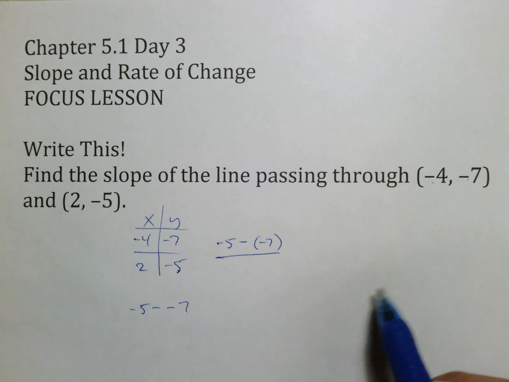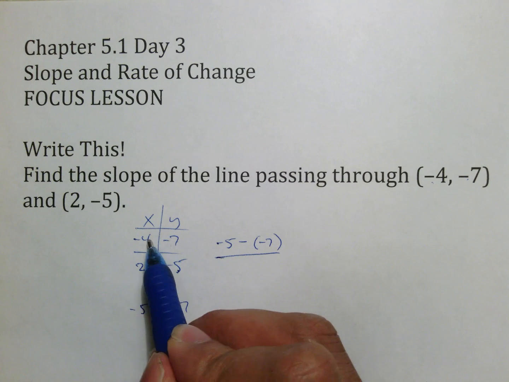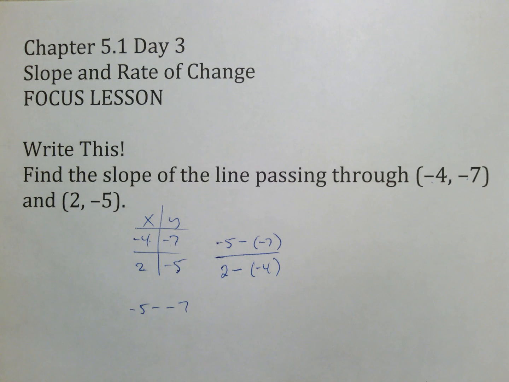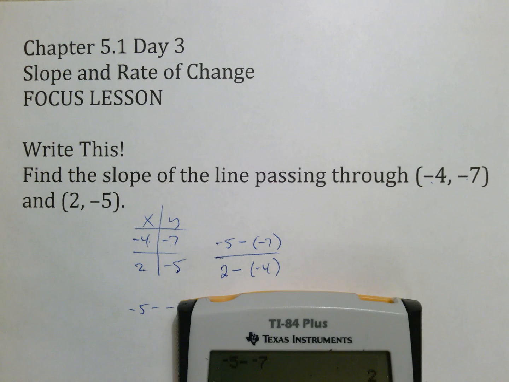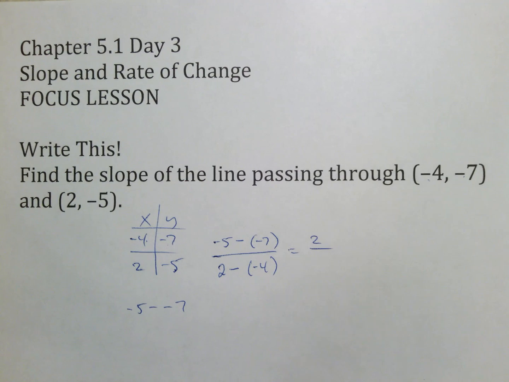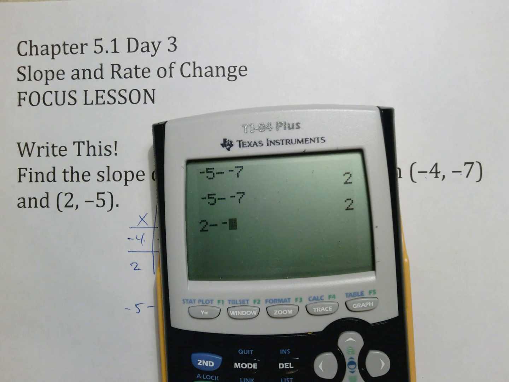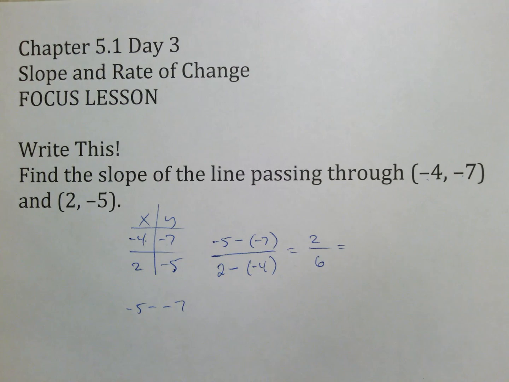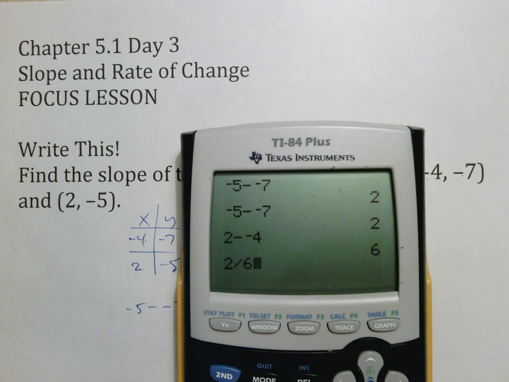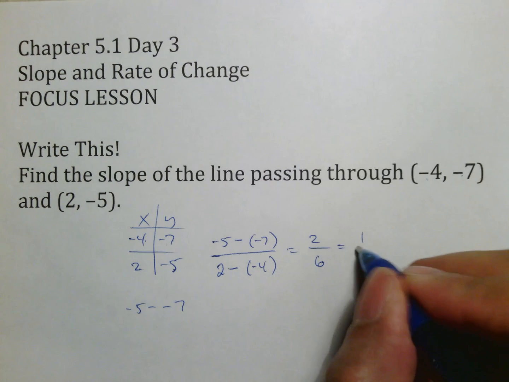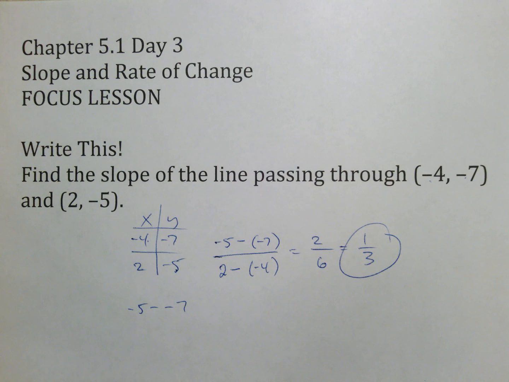Bottom line on this though is now you have to do the second x minus the first x, which is 2 minus a -4. Now you take your calculator and type in the top, -5 minus -7, which we did already, which is 2. That's on top. 2 minus -4, which again, notice I'm not using the parentheses because it's really not necessary for those. And then 2 over 6. You divide it and convert it into a fraction if you need to. Ends up being 1/3 as your answer there.